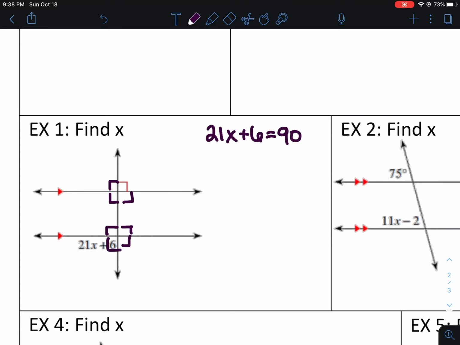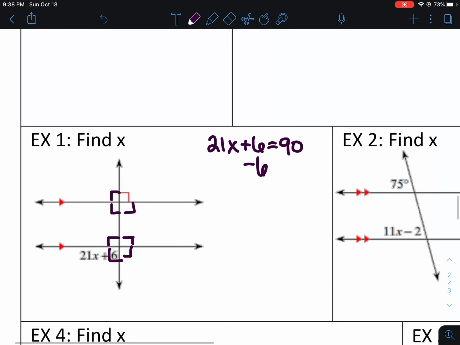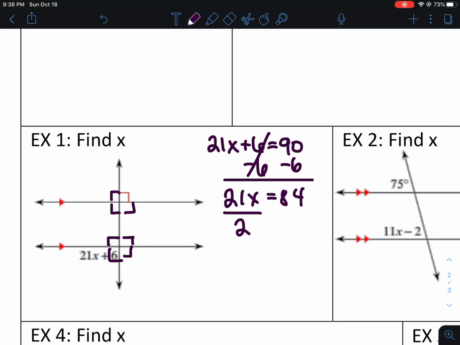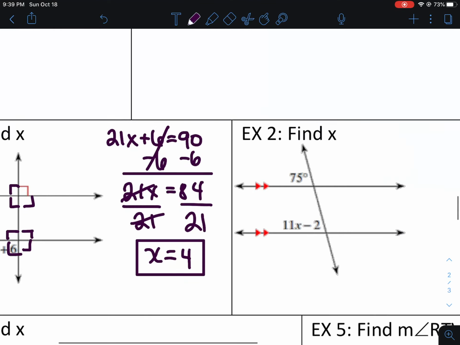Since this is also a 90-degree angle, now we're just going to solve for x. Take away 6 on both sides. Of course, you can just use nsolve if you would prefer. It's going to be 84. And if we divide both sides by 21, we get x equals 4. And there we have it. Of course, to check your work, plug it back in to make sure it equals 90.